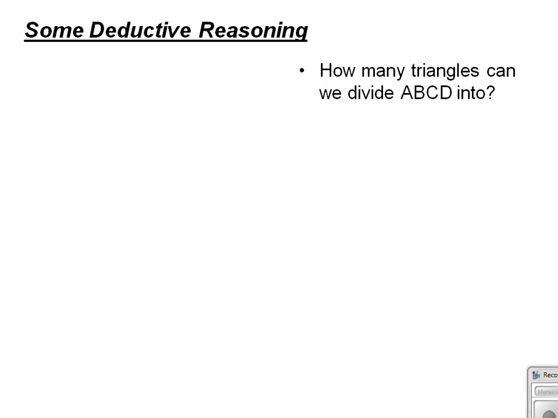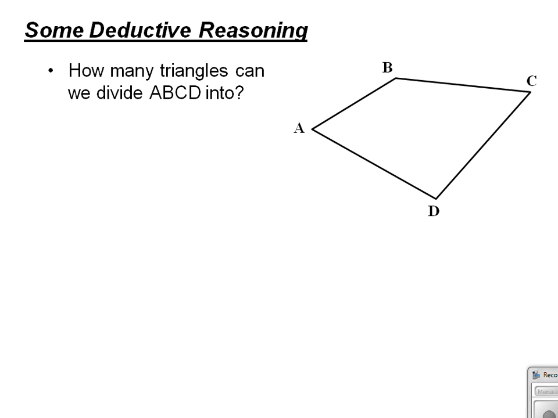But to get there, we need to do a little bit of deductive reasoning. Let's say we were given this polygon here, quadrilateral ABCD, and we were asked to divide it into triangles so that every triangle's vertex was still a vertex of the quadrilateral. We can divide this quadrilateral into two triangles just by dividing that quadrilateral in half.